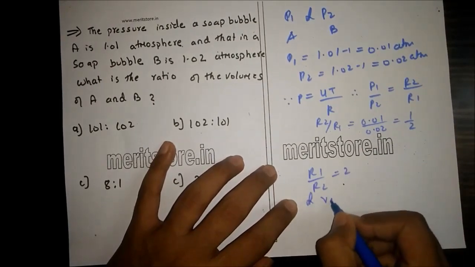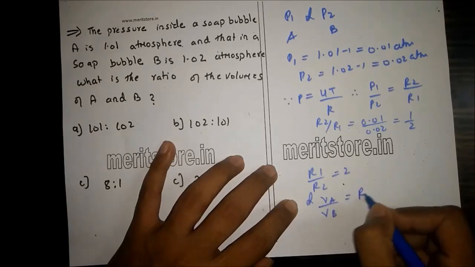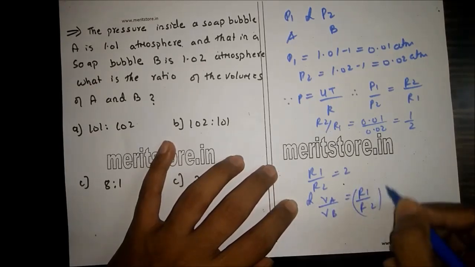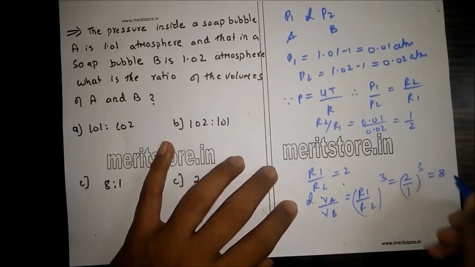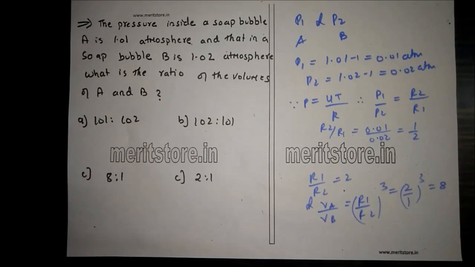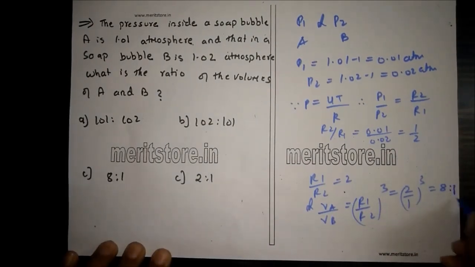And volume of A upon volume of B will be equal to R1 upon R2 the whole cube, which is equal to 2 upon 1 the whole cube, which is equal to 8. Therefore, here the correct answer will be option C, 8 is to 1. This is 8 is to 1.